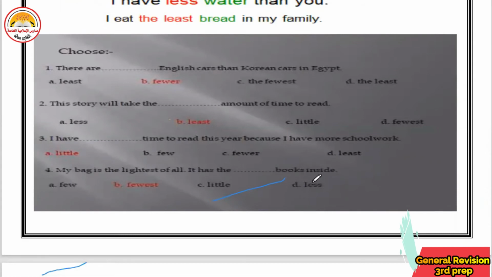Number 4, my bag is the lightest of all. It has the fewest boxes inside. Marwan. No, we compare between the bag and the whole group of things. We use what? The fewest. Yes, the fewest.